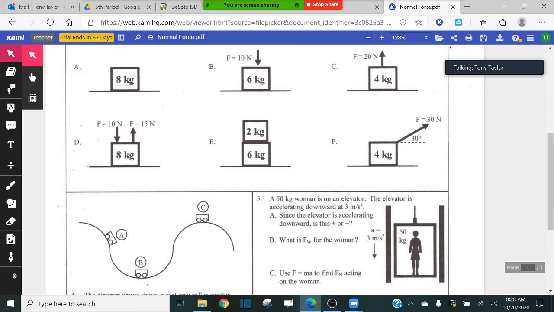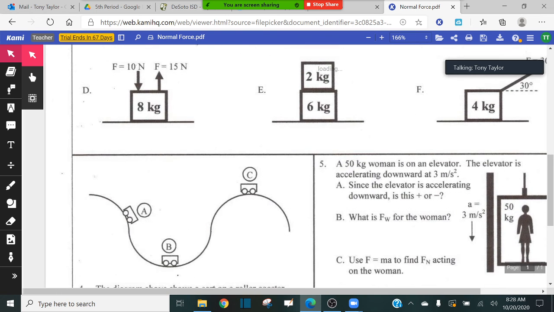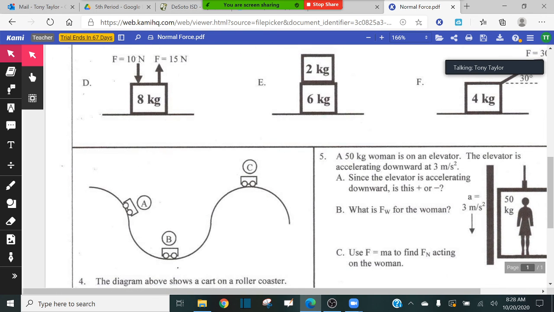But one of the things that I want to look at here is number 4. On number 4, we have a diagram of a roller coaster here, and if we're asked to draw the magnitude of the normal force at various points, how will we do that? So, guys, remember what we said at the beginning of this lecture. The normal force is always perpendicular to the surface of contact.